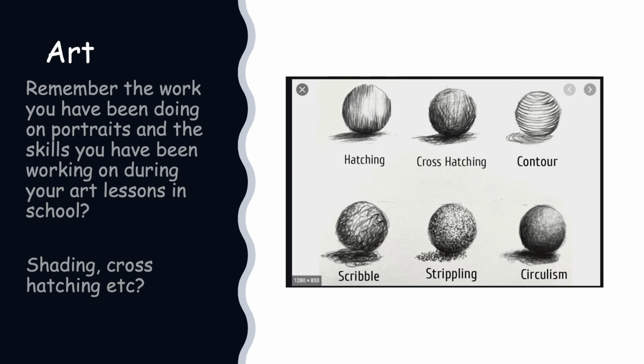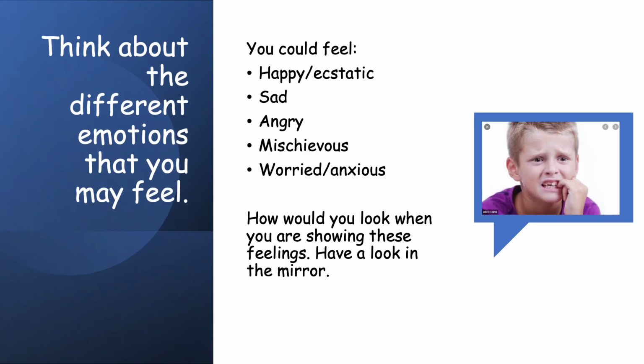Okay, so this afternoon you are going to do some art. Now, I want you to remember all the fantastic artwork that you have done on portraits and the skills that you've been working on during your art lessons in school with Mrs. Begum. Okay, so remember the shading, the cross hatching, and I put a little diagram on there for you to have a really good think about what each one is like. Okay, so what you're going to do is use those skills that you've already learned, and this is what I want you to think about.